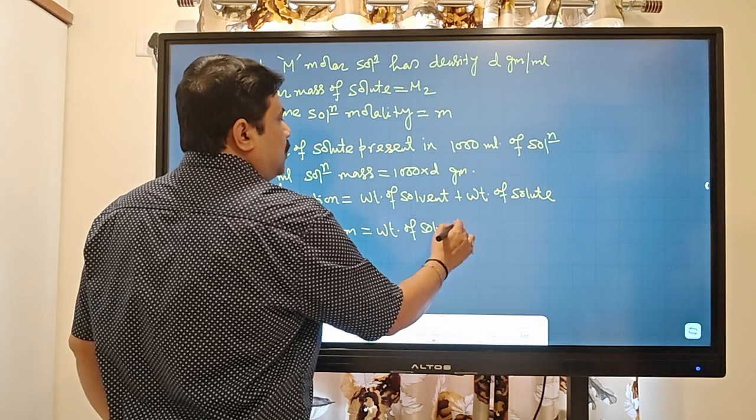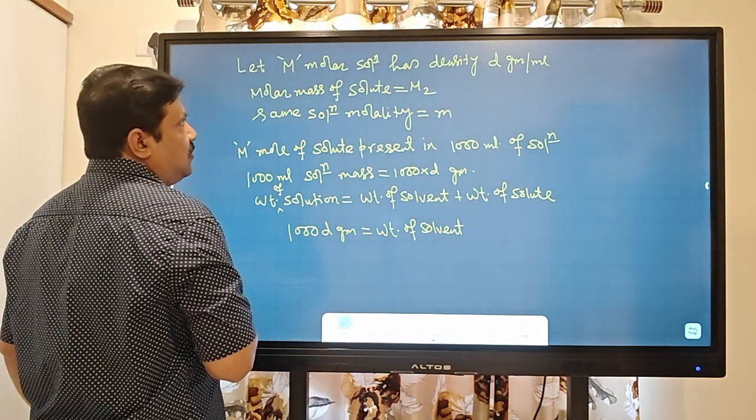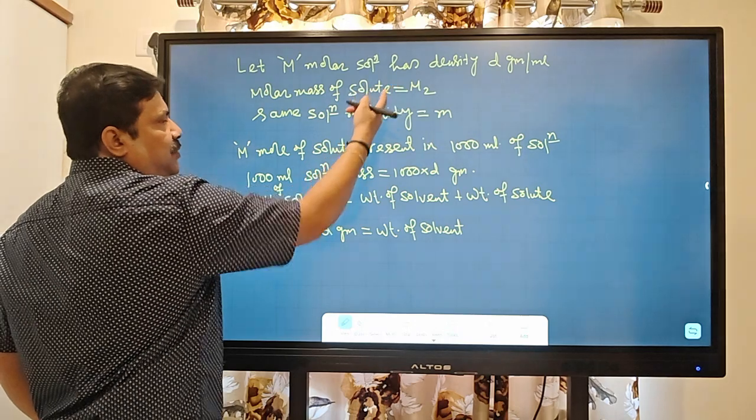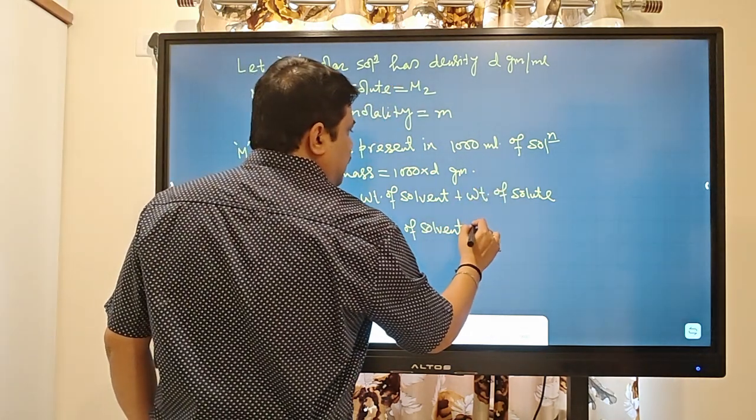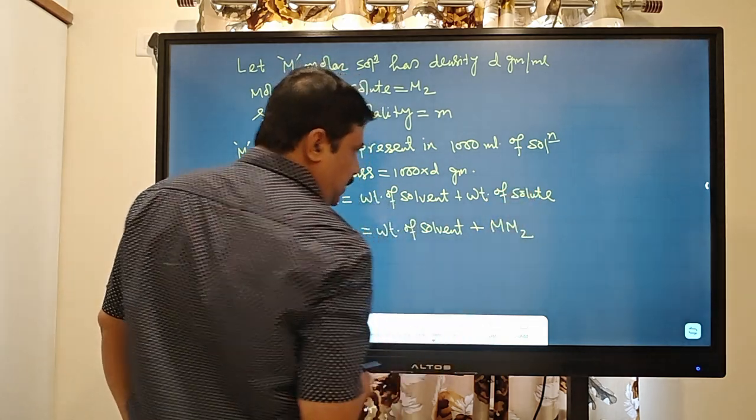Then the weight of solute: how much? m mole is present in 1000 ml. The molar mass of solute is M2. Then the weight of solute will be equal to m into M2. This is the weight of solute.